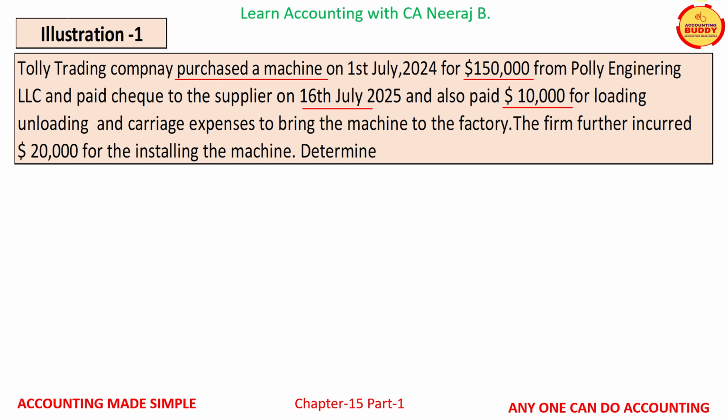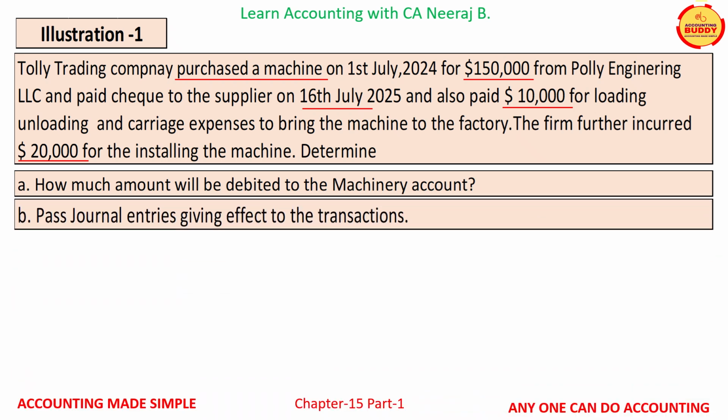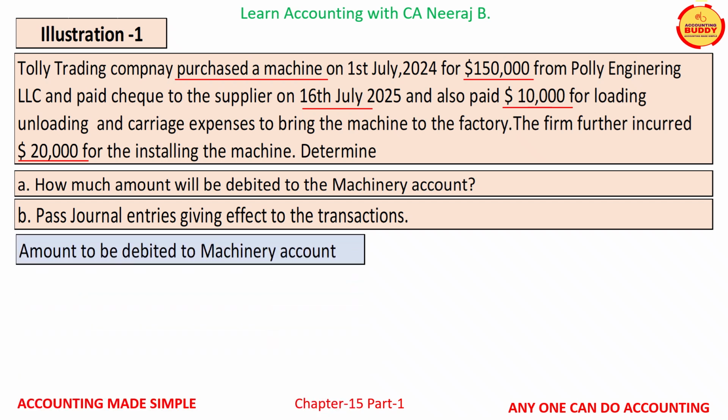The firm further incurred $20,000 for installing the machine. Determine how much amount will be debited to the machinery account and pass the journal entries giving effect to the transactions. Let us find out the amount which will be debited to the machinery account.